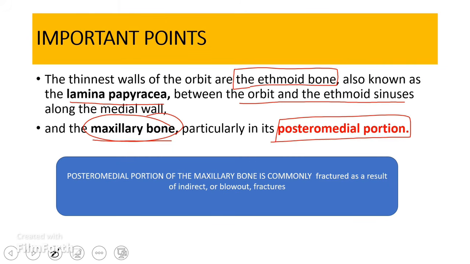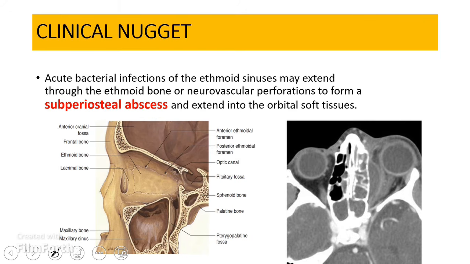Whereas which part of the orbit is more prone to developing a fracture post blunt trauma? So the answer should be the floor of the orbit, which, to be more accurate, is actually the junction between the medial wall and the floor of the orbit, and specifically the posterior medial aspect of the maxillary bone, which often gives way during a blowout injury to the orbit. Now, another important clinical nugget over here is that acute bacterial infection of the ethmoidal sinus sometimes may extend through the ethmoidal bone to the neurovascular perforation.